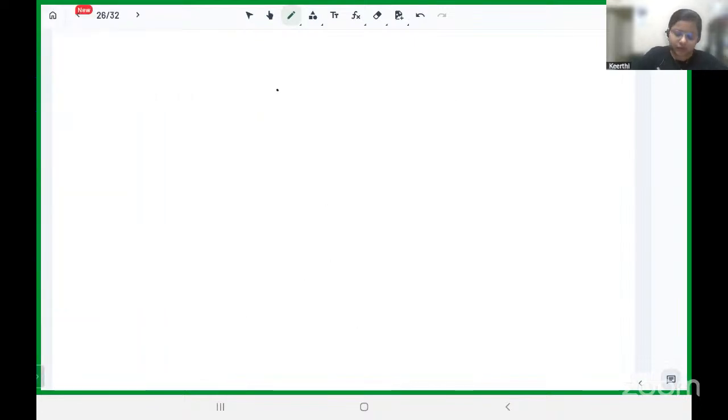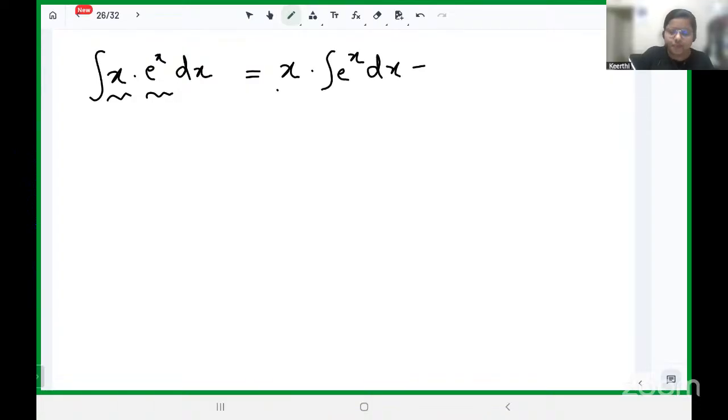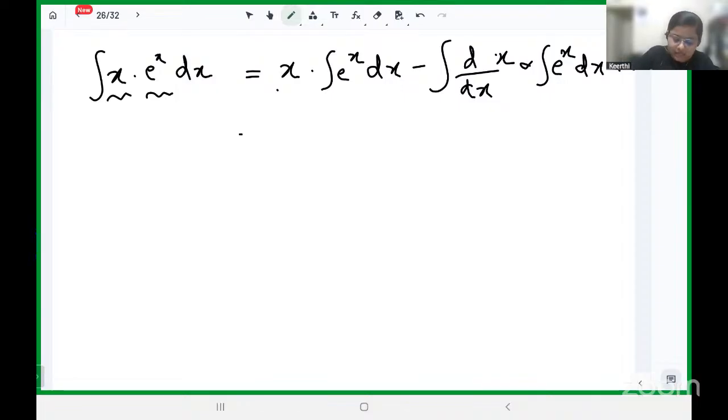One more example we'll do, applying that rule. That is the integral of x into e raised to x dx. Here you can see x is an algebraic function and e raised to x is an exponential function. So how will you do it? By applying the integration by parts method. First function x into the integral of the second function, minus the integral of the derivative of the first function into the integral of the second function, dx.